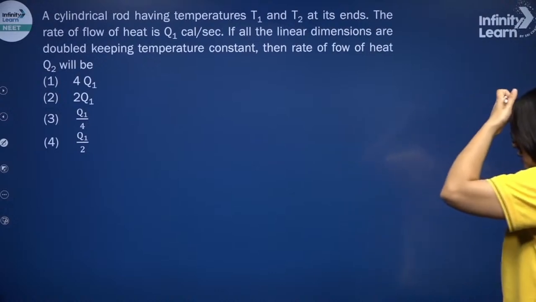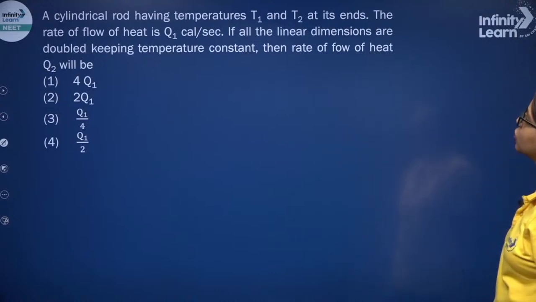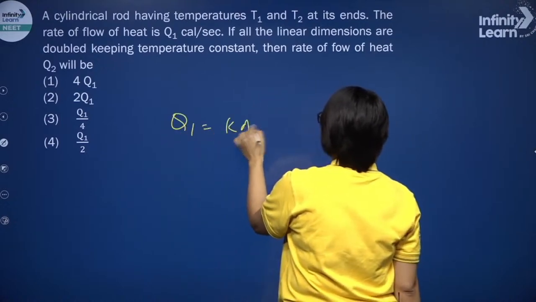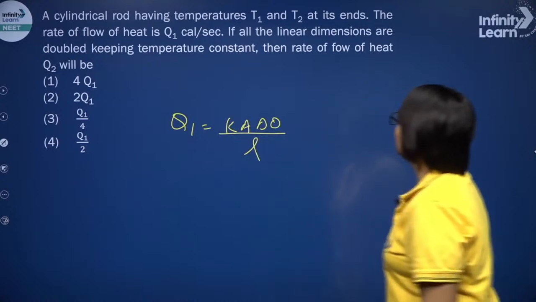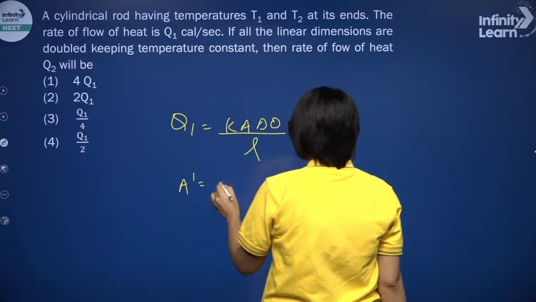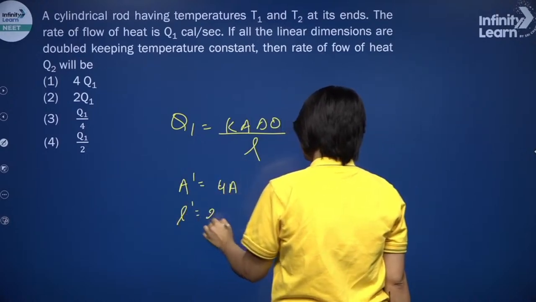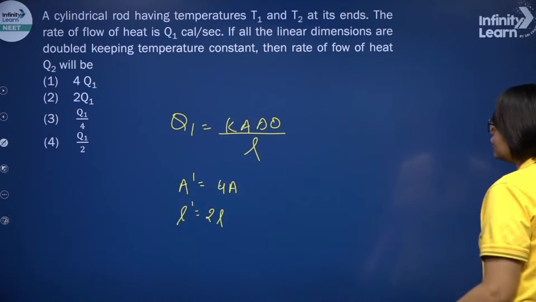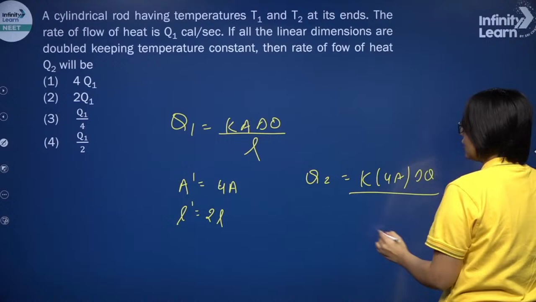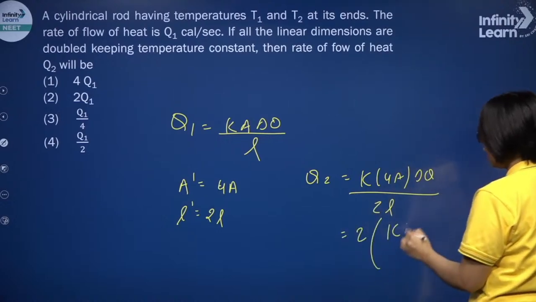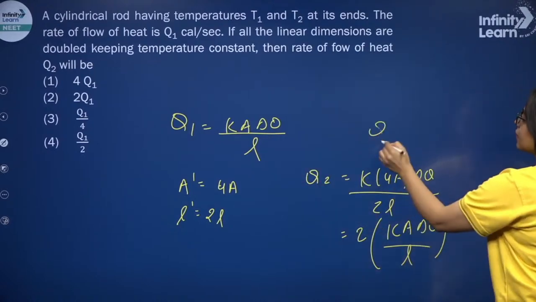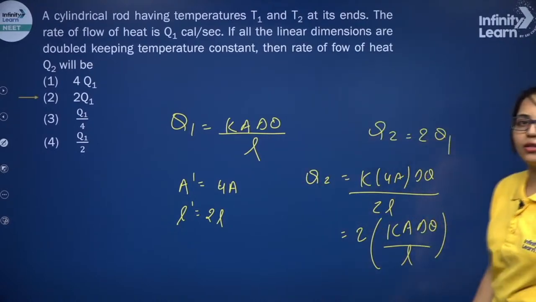Next is this one. A cylindrical rod having temperatures T1 and T2 at its ends, the rate of flow of heat is Q1 calorie per second, which is KA delta theta upon L. If all the linear dimensions are doubled, that means we are doubling the radius over here. So the area of cross section will be 4 times and the length will be 2L. Then the rate of flow of heat Q2 will be K into 4A into delta theta divided by 2L. So this is 2 times KA delta theta divided by L, and it is nothing but 2 times Q1. So Q2 will be 2 times Q1, which is option 2.